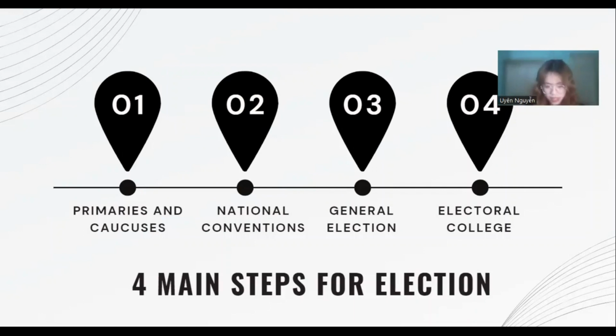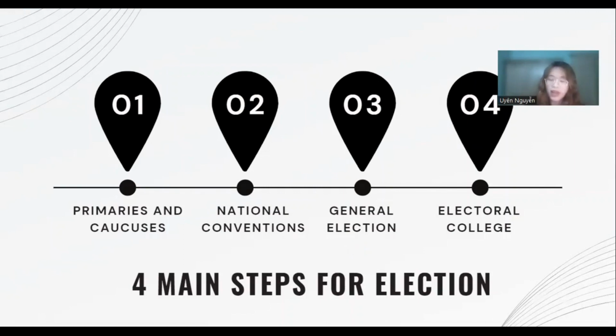The presidential candidate also chooses a running mate, the vice presidential candidate, and the presidential candidates campaign throughout the country to win the support of the general population. Next step, we move to the general election. In the general election, people in every state across the country vote for one president and vice president. When Americans go to the polls in November, they will select their favorite presidential candidate and their running mate.